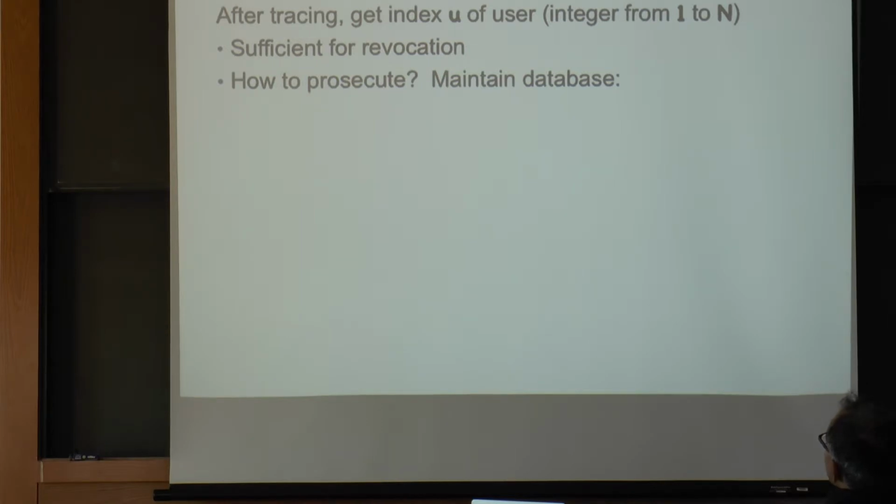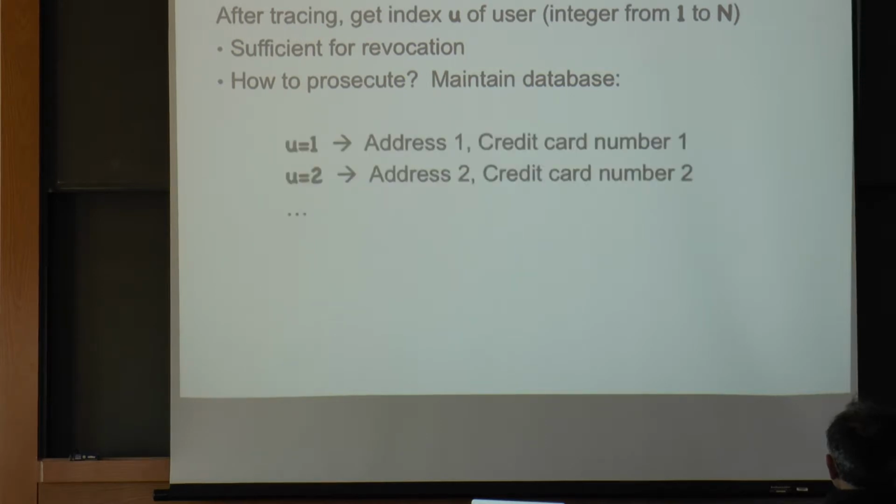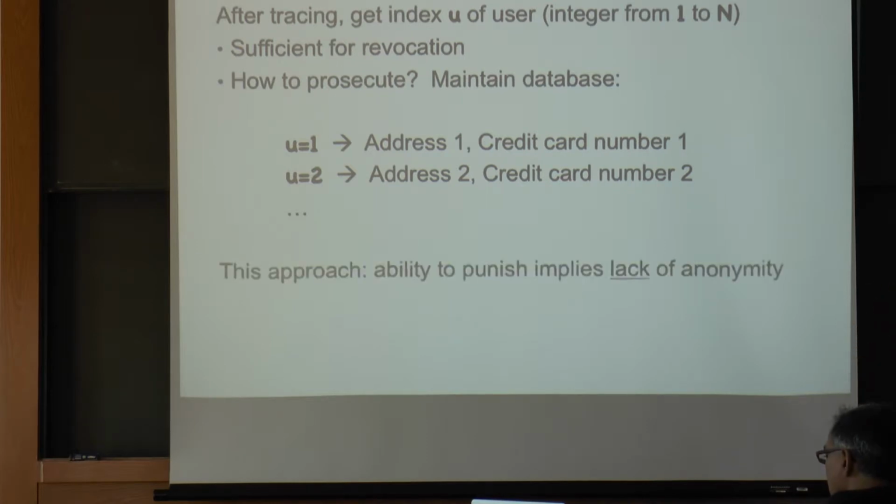In order to figure out who the individual was who corresponded to that number, we need to keep track of which user corresponded to which number. So we might keep a database of user number and their address. Maybe in the case of content distribution, we keep their credit card number so that we can find them. Whatever other information you want, we keep this database.